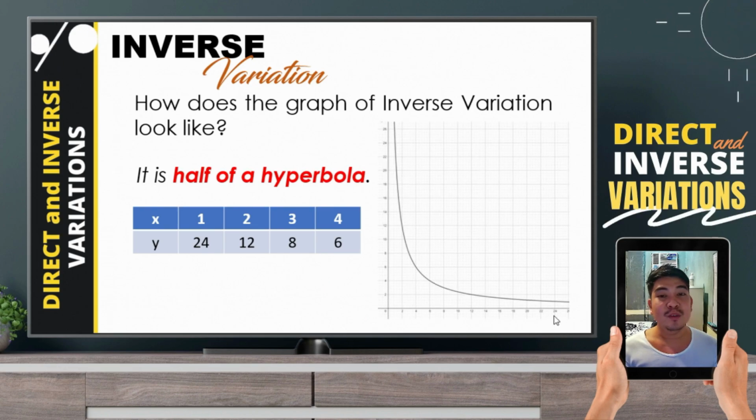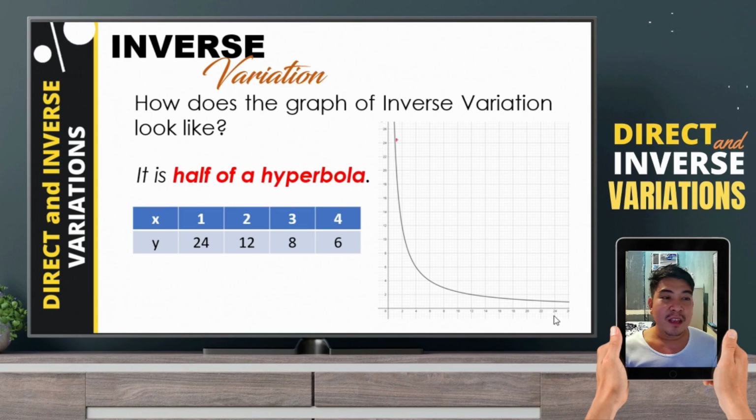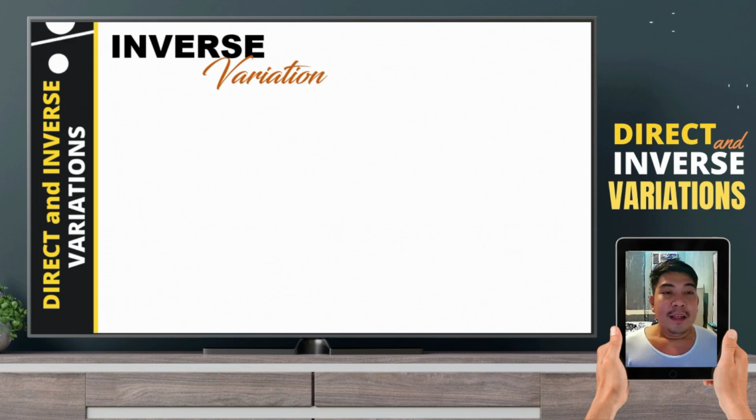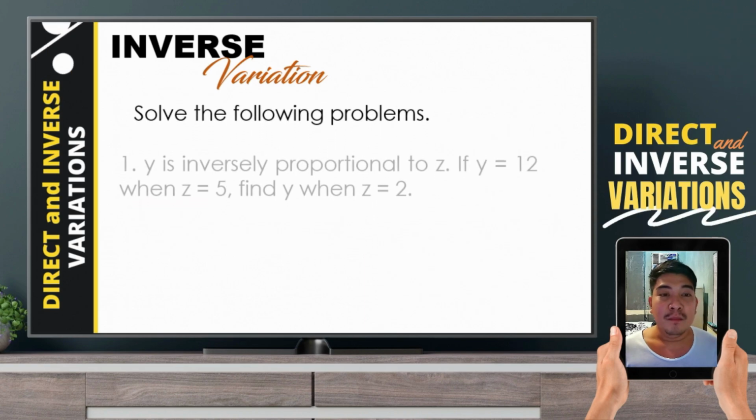So, ayan yung magiging itsura niya kapag kinontinue natin yung table. And these are the points, (1, 24), (2, 12), (3, 8), and (4, 6). Let us now solve the following problems.